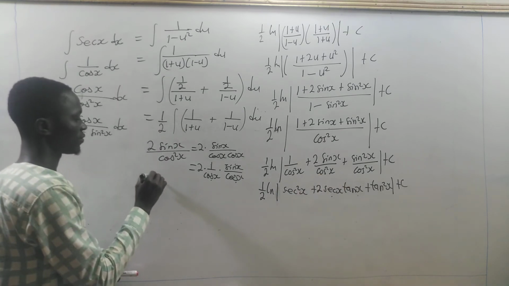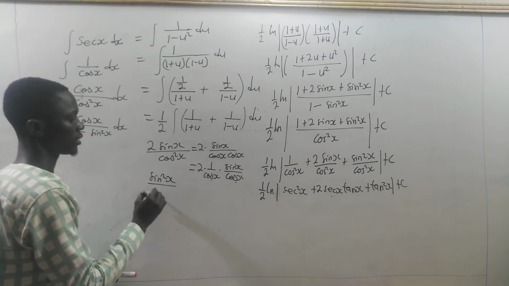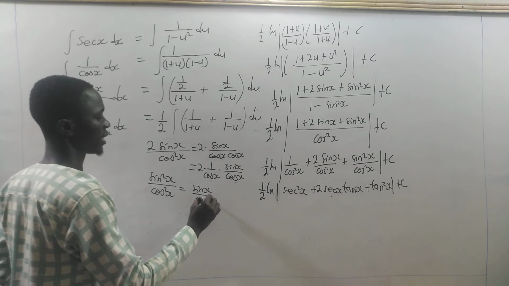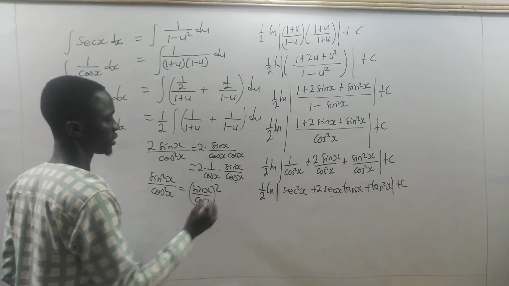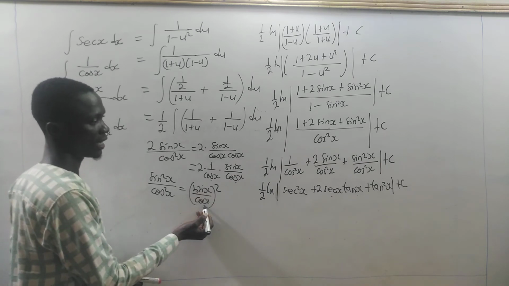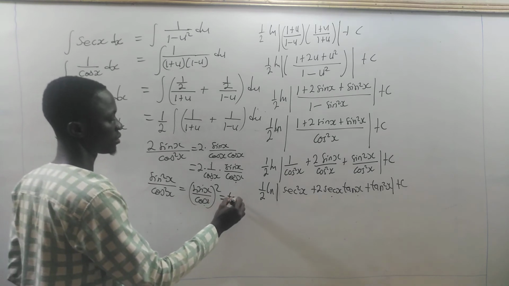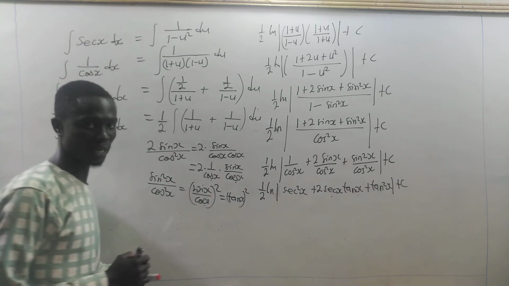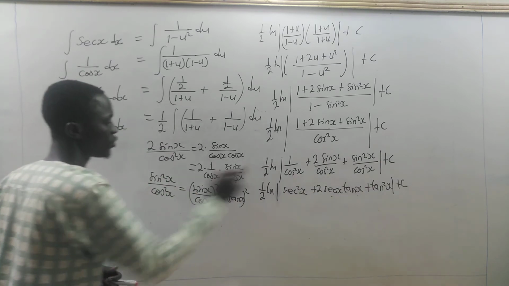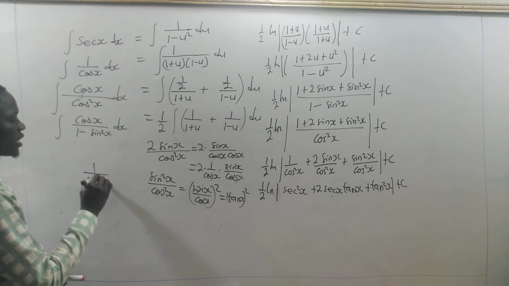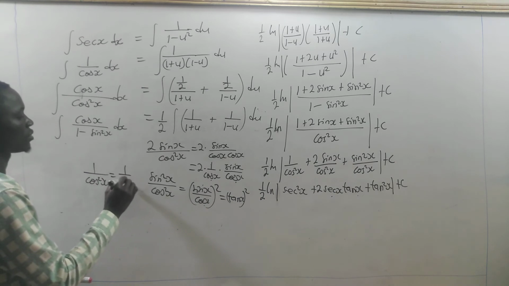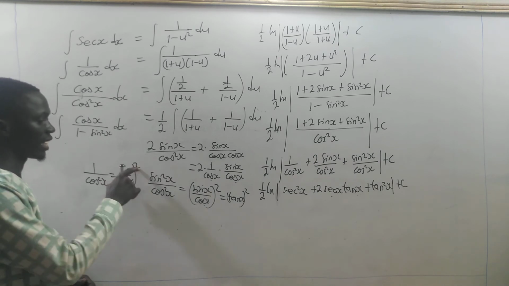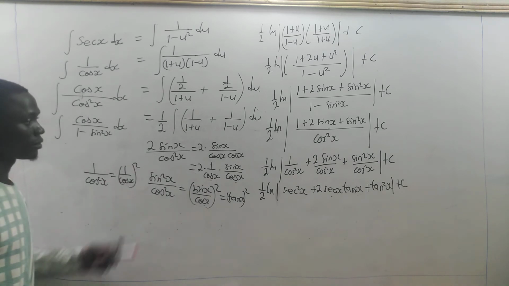And here if we have sine squared x divided by cosine squared x, it is the same as sine x divided by cosine x all squared. Sine x divided by cosine x is tangent x, and the tangent squared will give us this. So that is what we've used. And here 1 over cosine squared x is the same as 1 divided by cosine x all squared. 1 on cosine will give us secant, and the square will come. So that is why we have that.